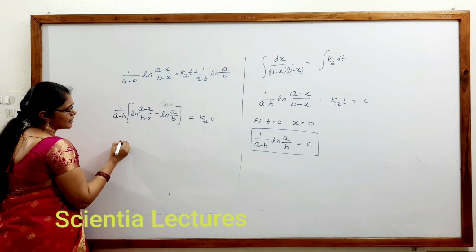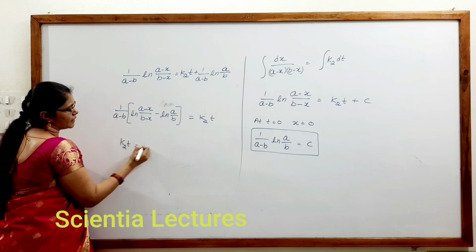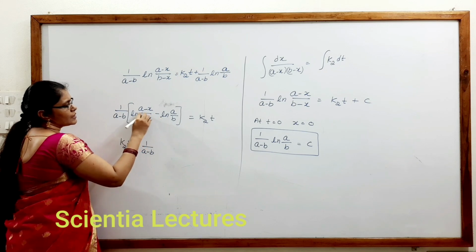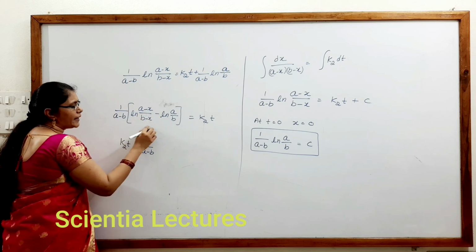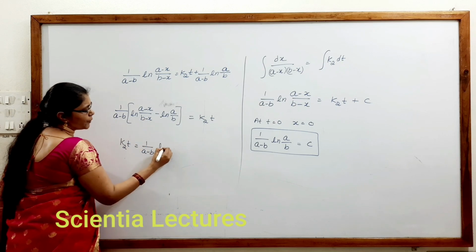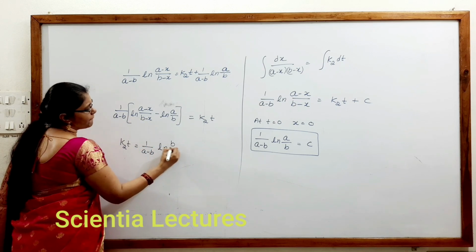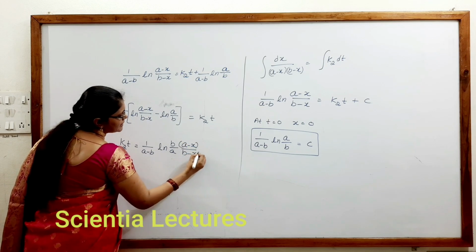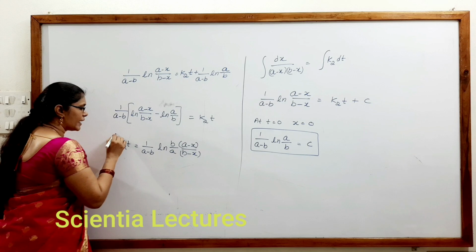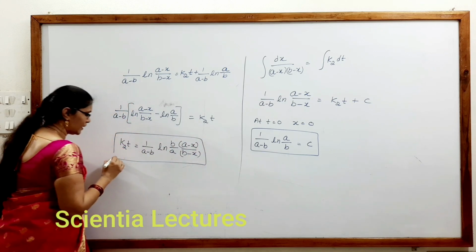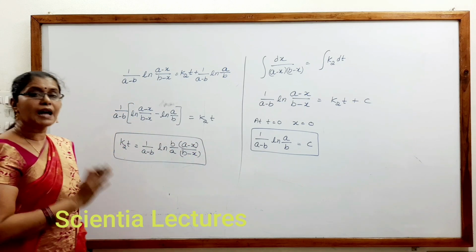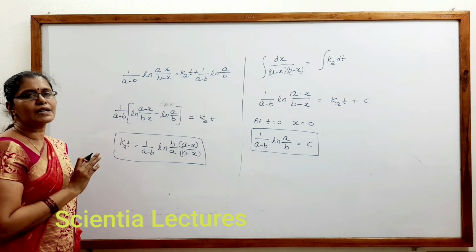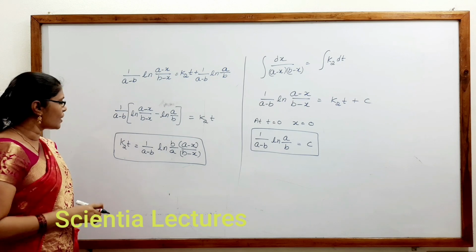This could be written as k2 t must be equal to 1 by a minus b. Minus becomes a division, so a minus x, b minus x divided by a by b. This gets reciprocated as ln b by a minus x by b minus x. So this is the rate equation of a second order reaction if it starts with different initial concentrations.